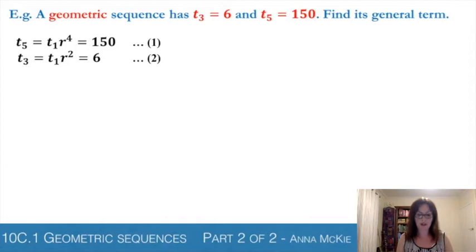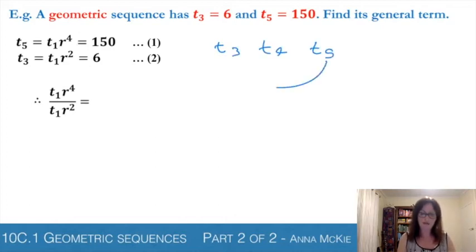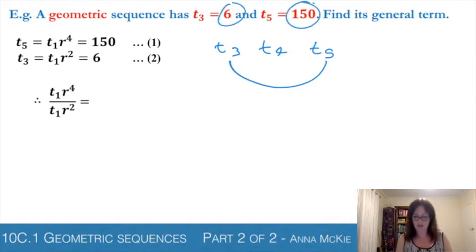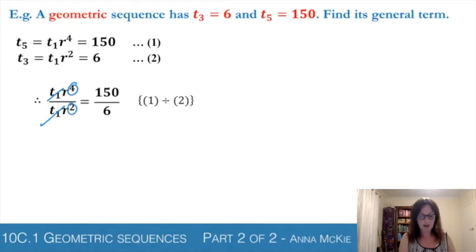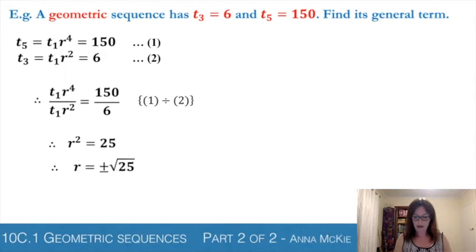We've got the two equations there. We're going to divide the terms because, if you imagine you've got T3, T4, T5, the ratio between those will be the same whether you're working in term notation or the actual value notation. 150 divided by 6, and cancelling out the T's, using your power laws, you're going to get r squared is equal to 25. r is equal to plus or minus, this time, 5.